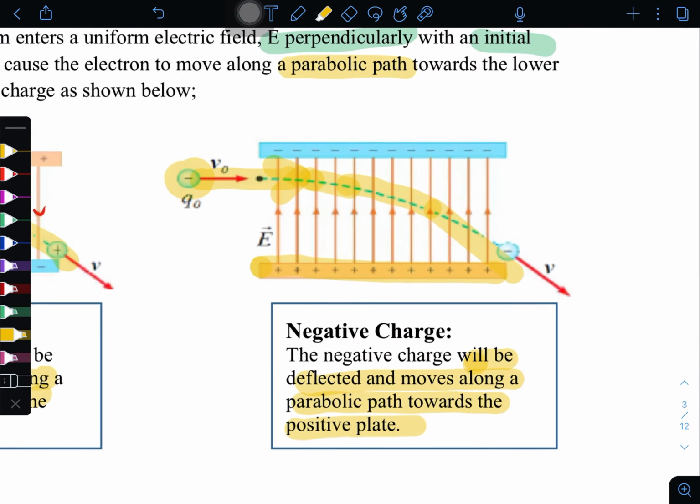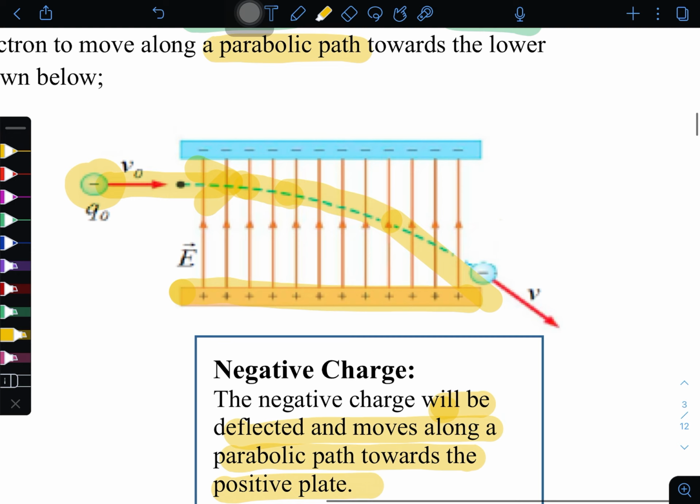For example here, yang ini kan, what happen kalau saya letak positive charge? So positive charge, dia masuk 90 darjah, so positif takkan tertarik dengan positif. Positif takkan tertarik dengan positif. So positif will membentuk parabolic path towards the negative plate. So dia boleh juga bergerak macam ni as long as dia parabolic path.